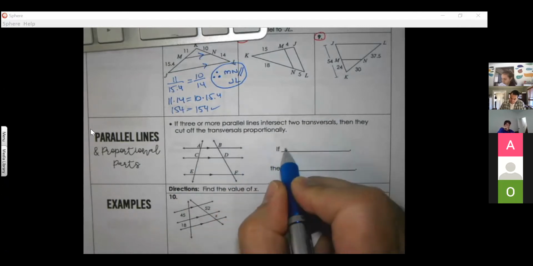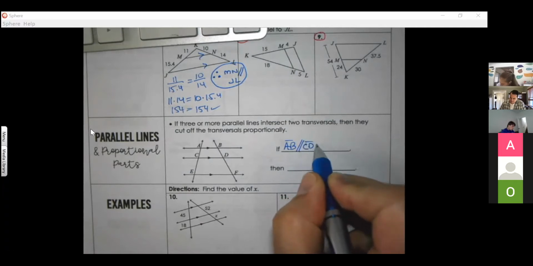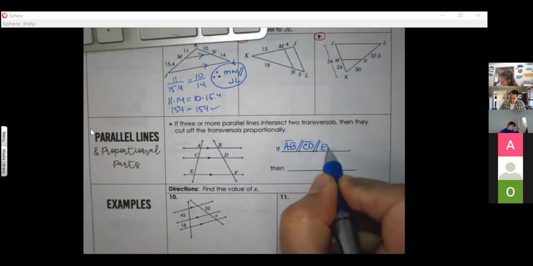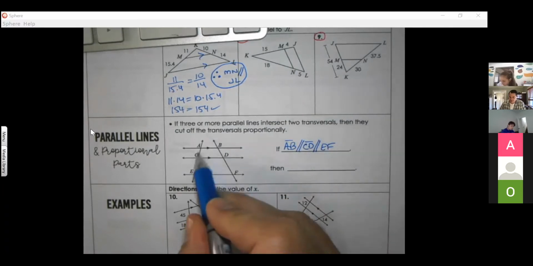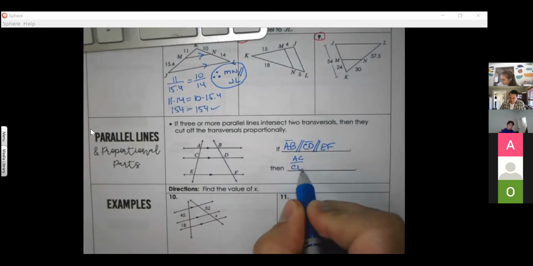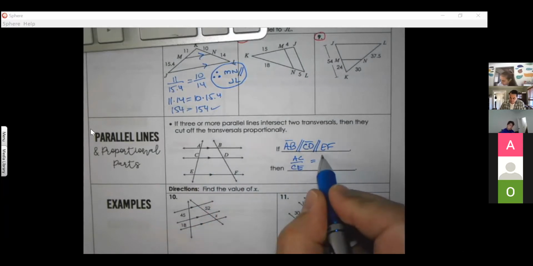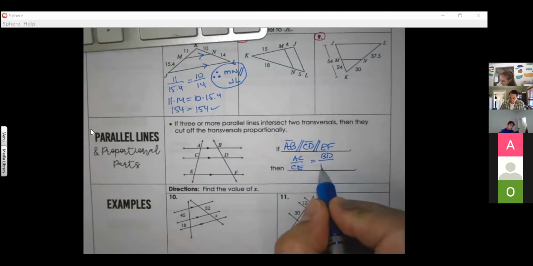So if I know that AB is parallel to CD, which is parallel to EF, then I know that I'm cutting proportionally. AC to CE is going to be the same ratio as BD to DF.